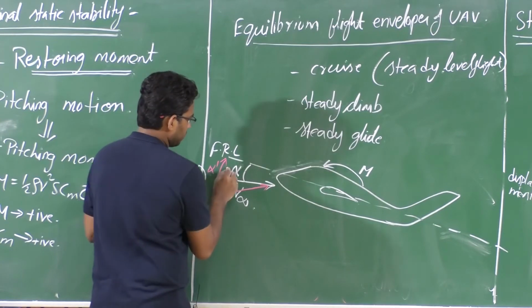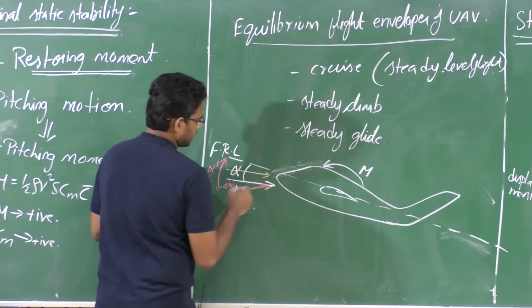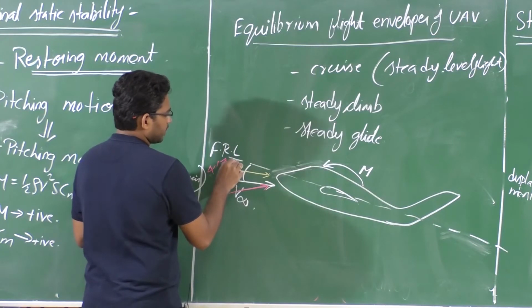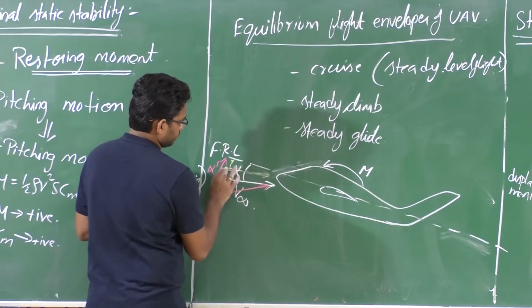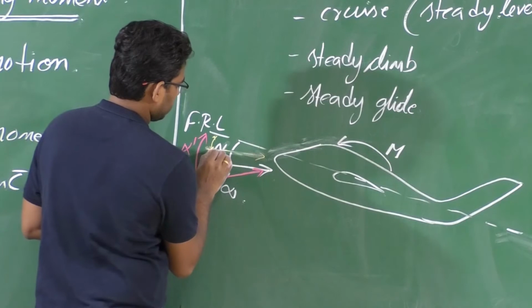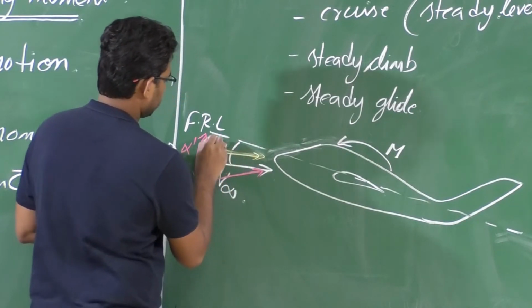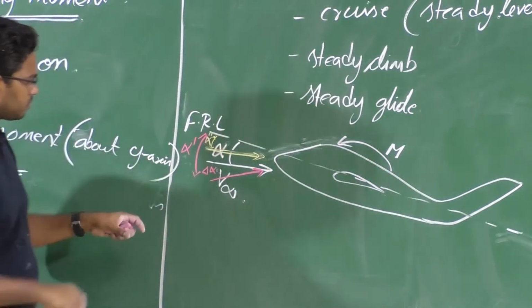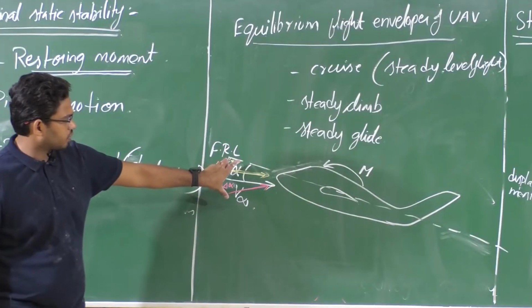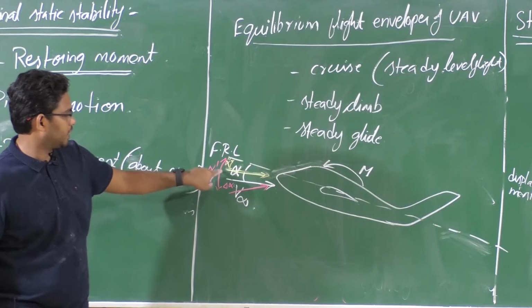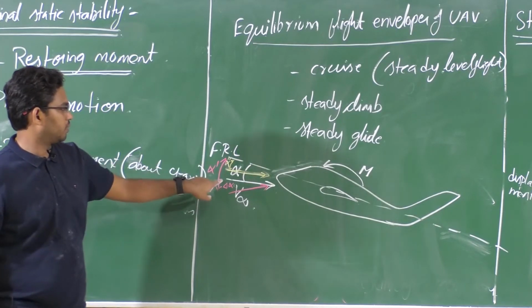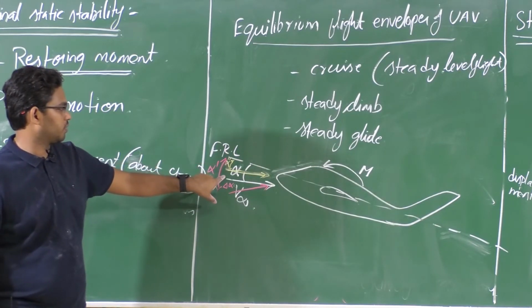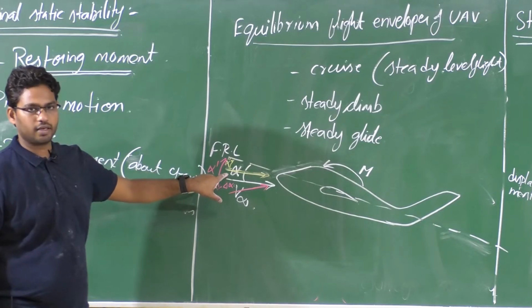due to some disturbance, there is a decrease in angle of attack. So this is alpha double prime, right? Now my aircraft has to rotate in such a way that the change in angle of attack should return to the initial angle of attack, right?